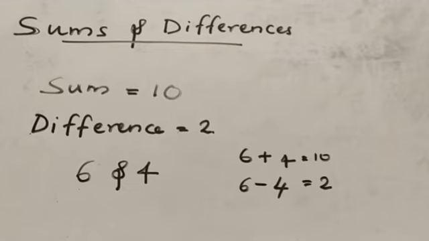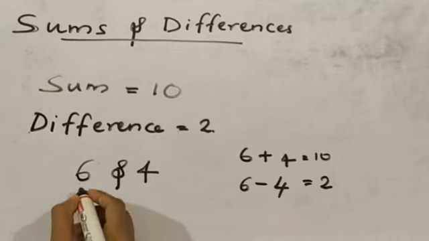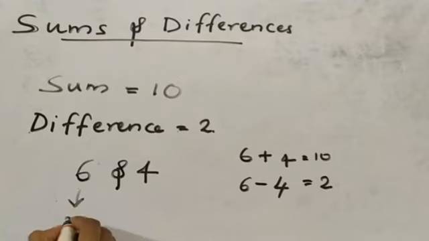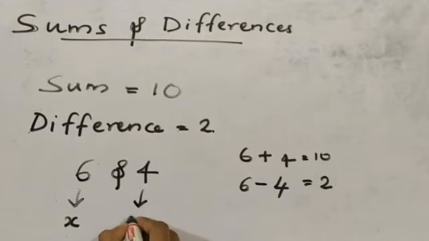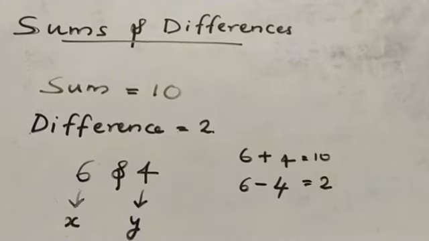Okay. For these numbers, let's take the numbers x and y. So we are going to take x as 6 and y as 4.